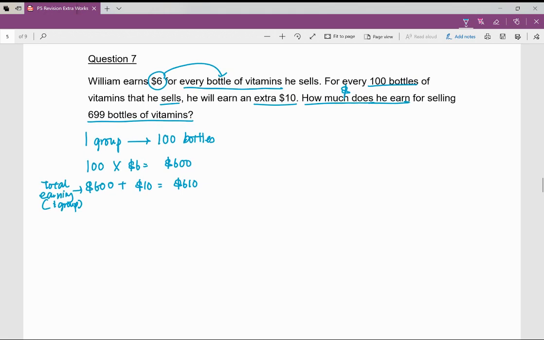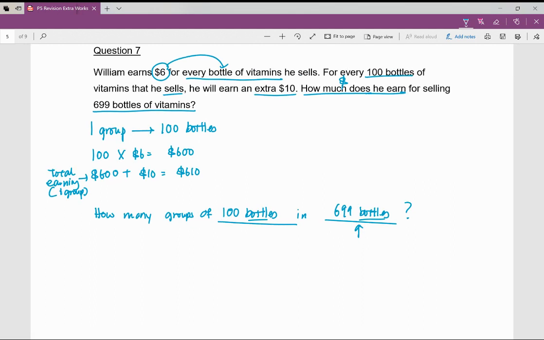Okay, so you want to find out how much he earns for selling 699 bottles. So how many groups of what in what? Okay, so same thing with filling the one in the back first. So they give you 699 bottles. So I put in 699 bottles. And in one group, I have 100 bottles. Okay, so it must be bottles and bottles. It cannot be bottles and money. Okay, so how many groups of 100 bottles in 699 bottles?